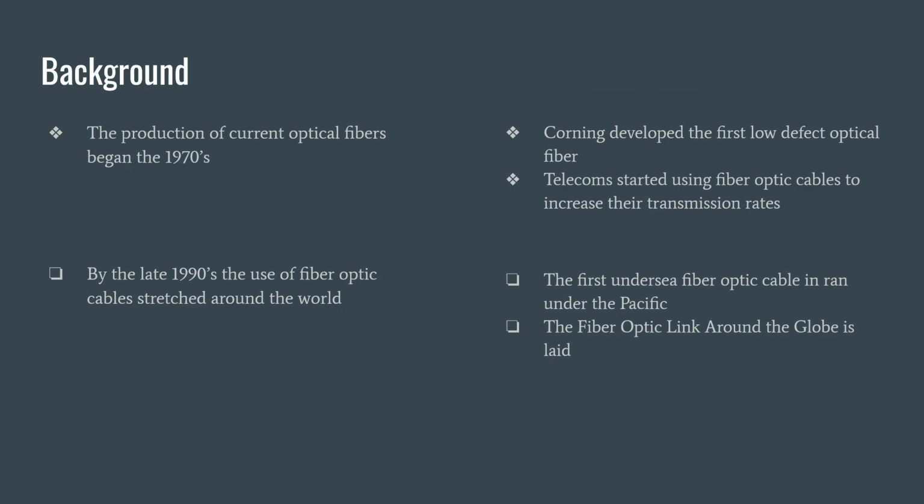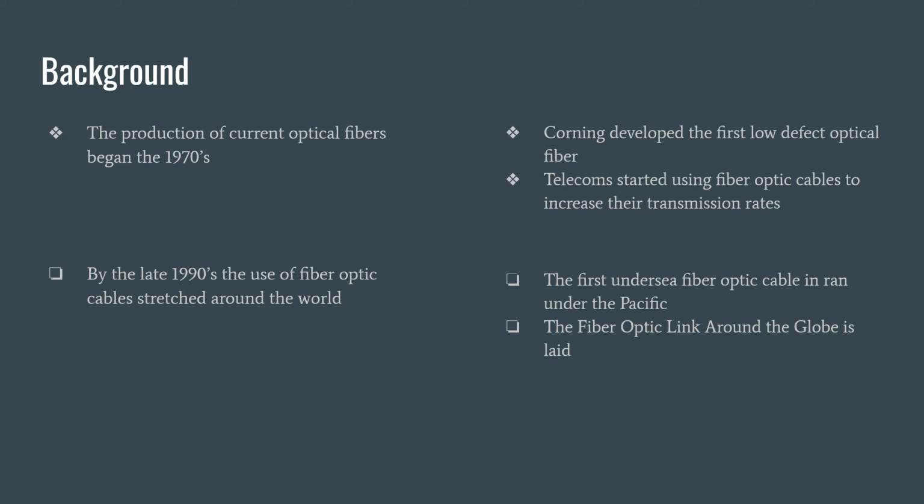For some background, the current optical fiber design can be dated back to 1970. This is when Corning was first able to develop their low defect optical fiber, which dramatically increased transmission distances possible. It wasn't till the end of the 1970s when telecom started using fiber optic cables in their own infrastructure.